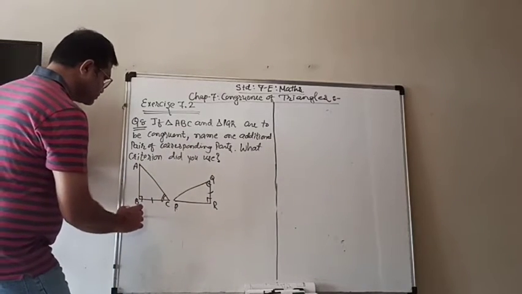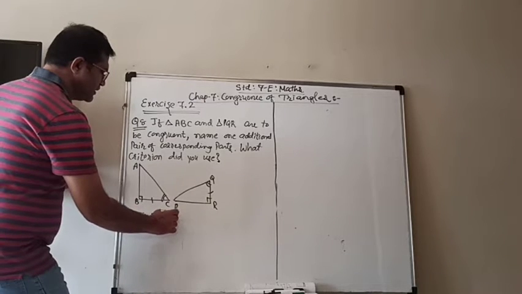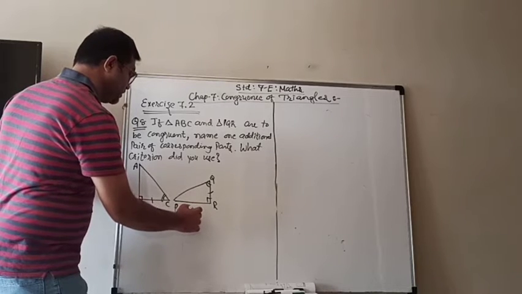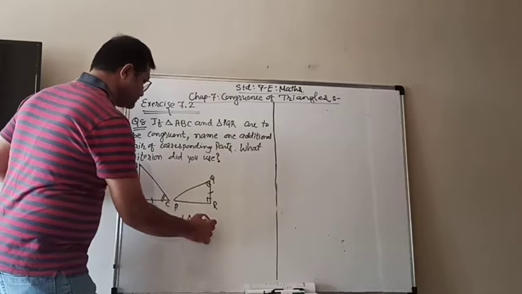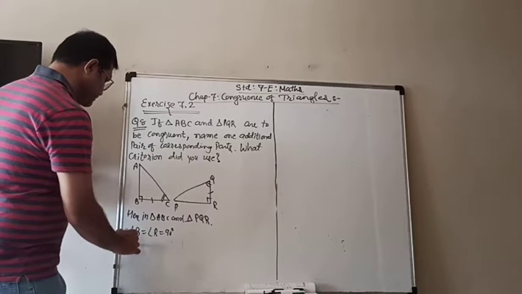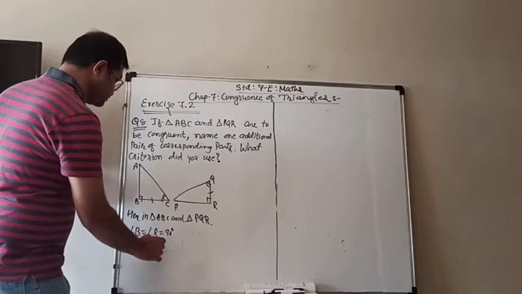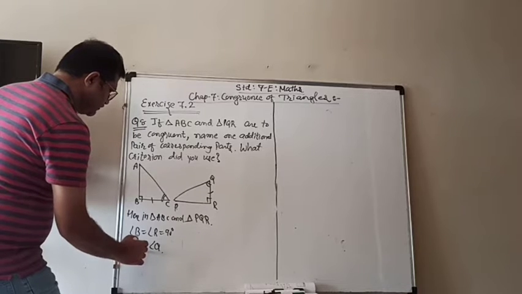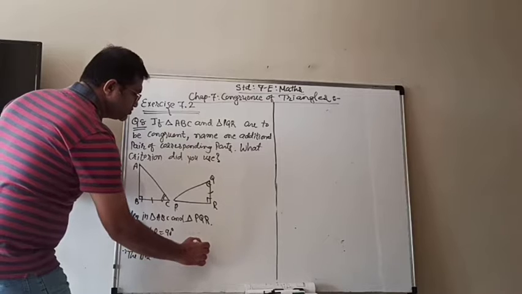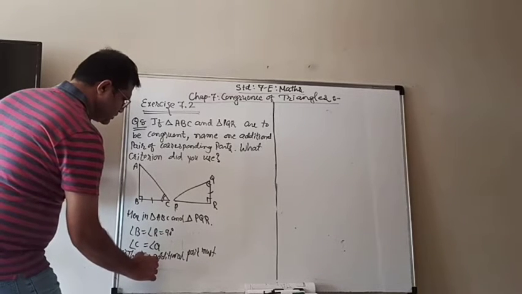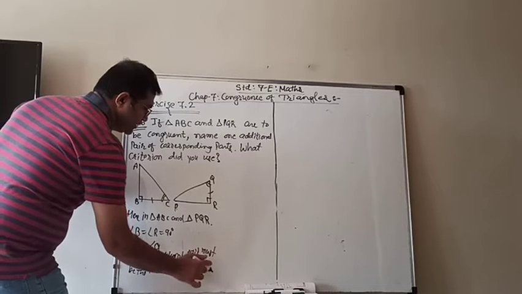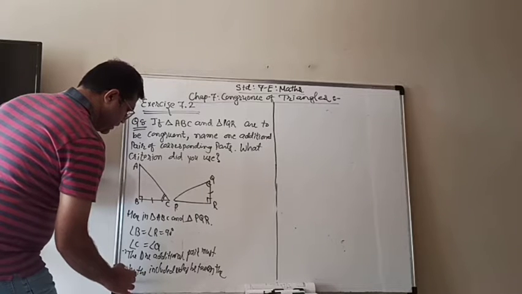So here in triangle ABC and triangle PQR, angle B is equal to angle R is equal to 90 degrees, and angle C is equal to angle Q. Therefore, the one additional pair must be the included sides between the angles.